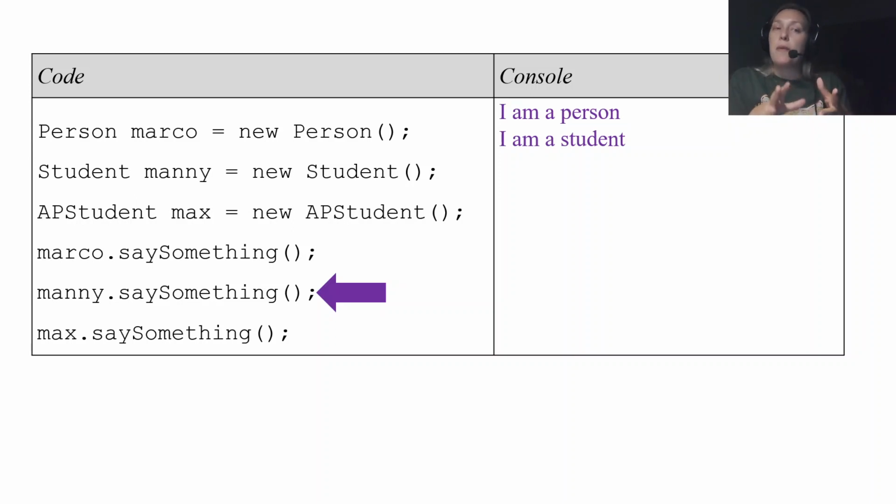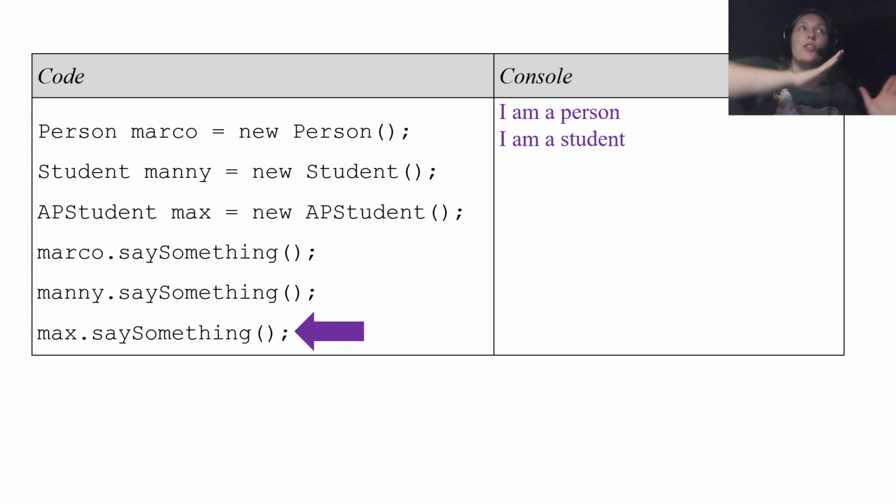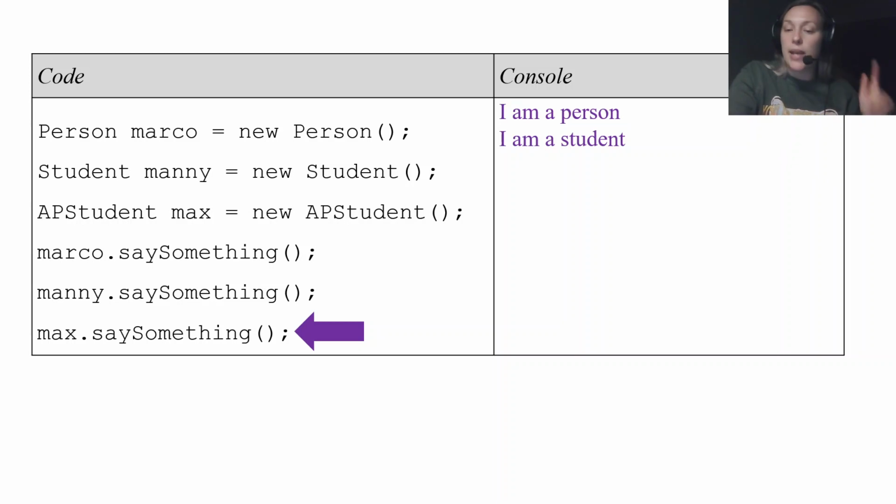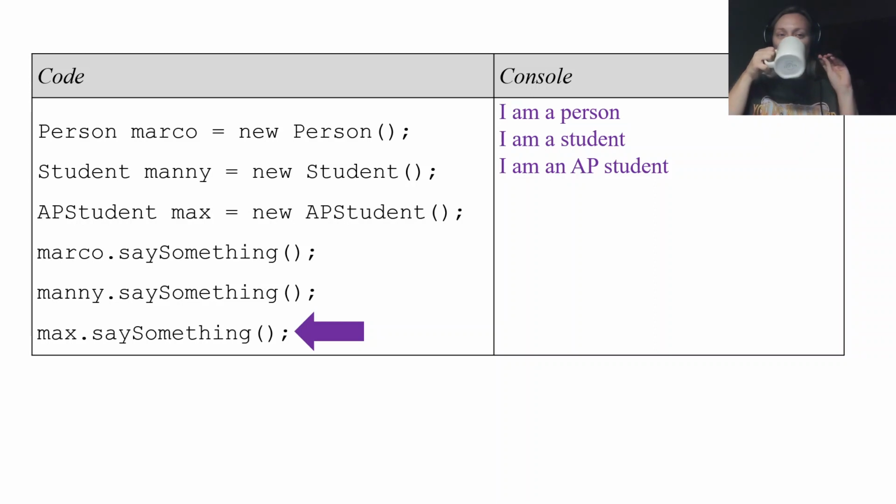But because we have a polymorphic method here, say something is in student. So it's going to see that first and run that first. It never sees the say something method in person. It's never going to run into that. It runs into the say something method in student first. And that's the same thing with Max. Max is an AP student. So AP student, it's going to look through the AP student class, it's going to find the say something method, and it's going to run I am an AP student. Yeah, polymorphism in action. So these are pretty straightforward examples here.